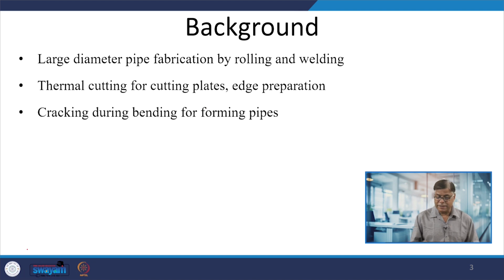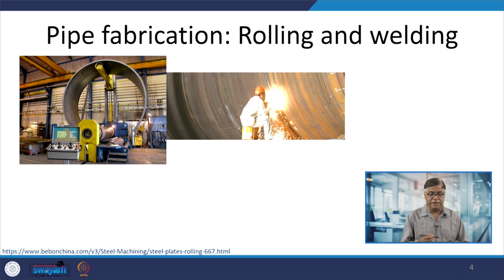In the next slide, what we can see is the typical approach of making large diameter pipes, where the steel plate is deformed in a very controlled way to take the shape of a large diameter pipe. Thereafter, these are welded. This is the circumferential weld, and then welding will be done along the length of the pipe also.